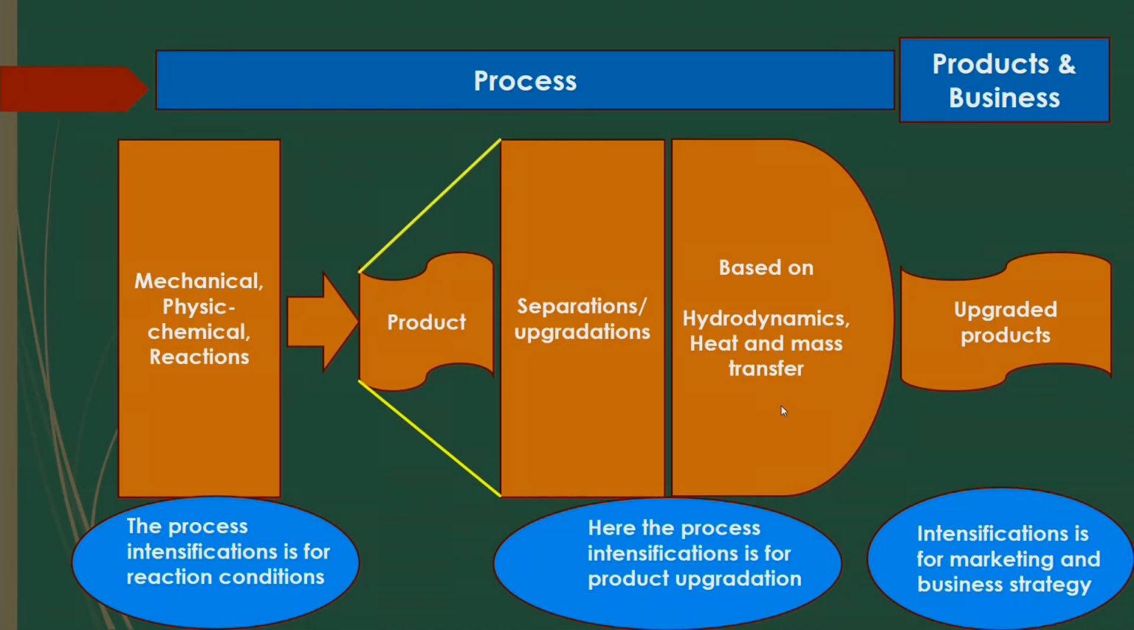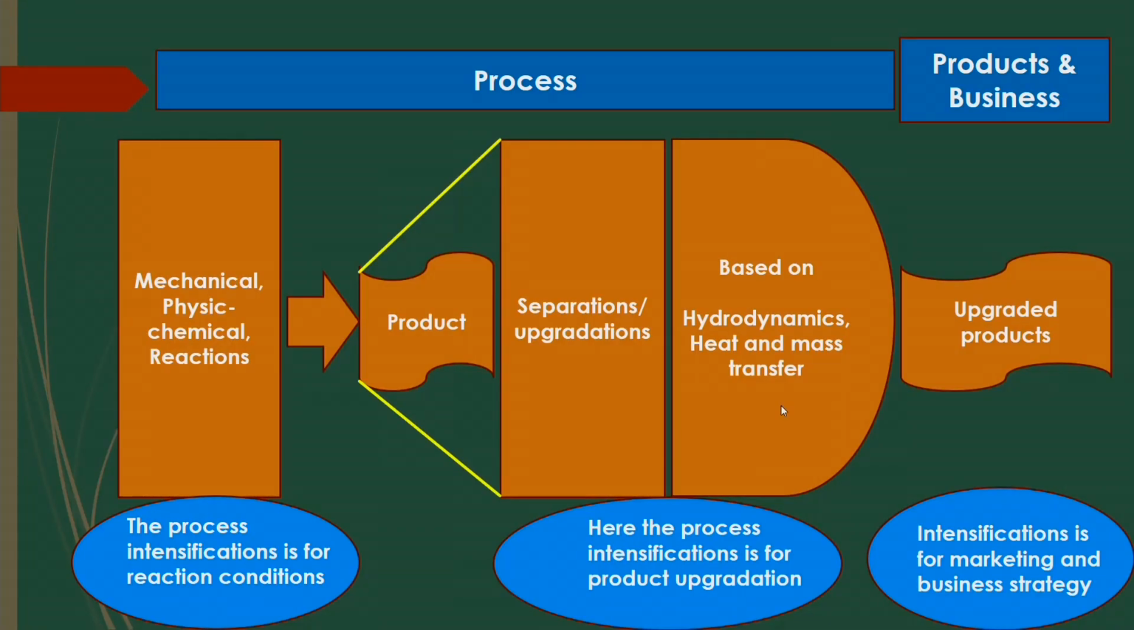Even reactive processes like reactive distillation, extraction, reactive extraction, even reaction processes to synthesize different products and byproducts from natural sources, that is reaction. So, after getting different products by these mechanical, physicochemical or reaction processes, those products are to be separated by different processes. Now, separation processes, also called upgradation processes, are needed to separate different products and byproducts for different uses.